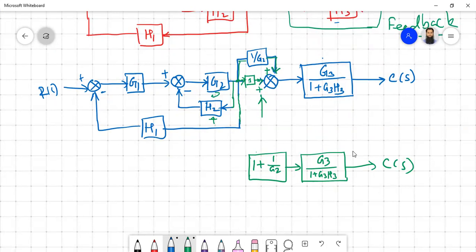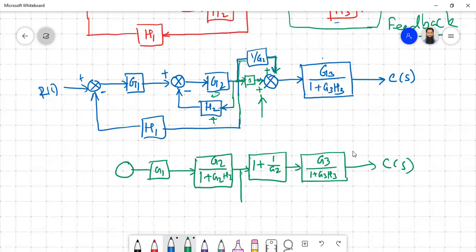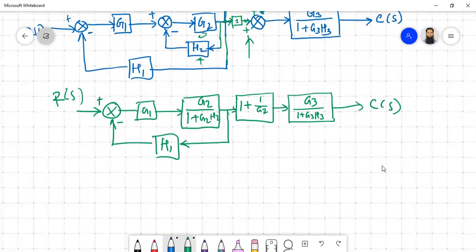What you can find here is the forward path gain, which is basically G2 by one plus G2 H2. So this is another one. Then from this one, you have another one, as well as the gain G1, going to this other summing junction, that is your H1. R(s). Is it okay? As you can see now, we have two of them in cascade. So basically this one and this one will be multiplied together. And after that, you have to apply a loop.